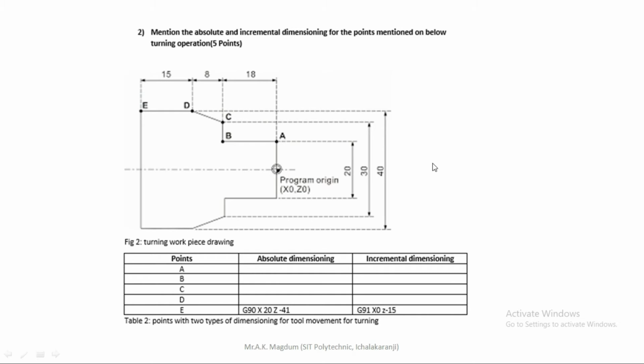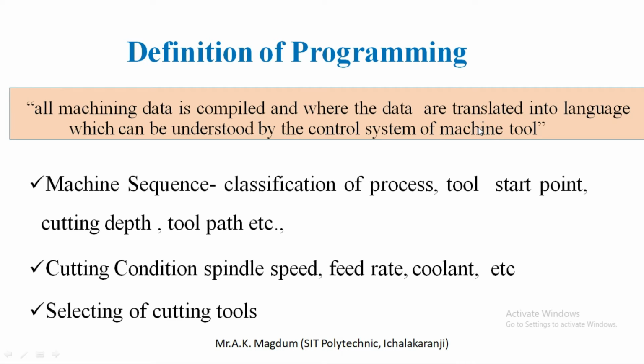These are the actual dimensions given in this image and drawing. This one is the origin point having a diameter of 20, the next one is 30, the next one is 40, and the last one has distances of 15, 8 and 18. All these dimensions and diameters are given for this job. According to these dimensions, there is homework I am assigning to you. All of you prepare the absolute coordinate system and incremental coordinate system for this particular job with reference to the previous one.